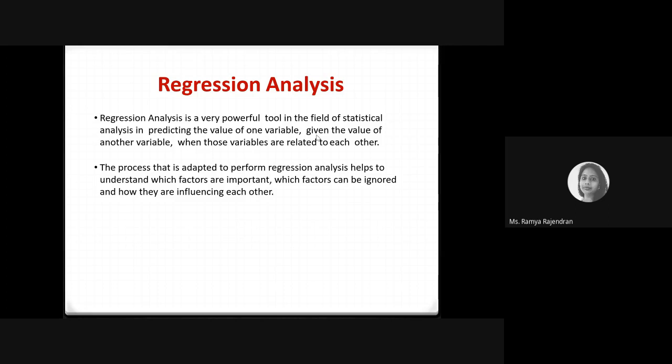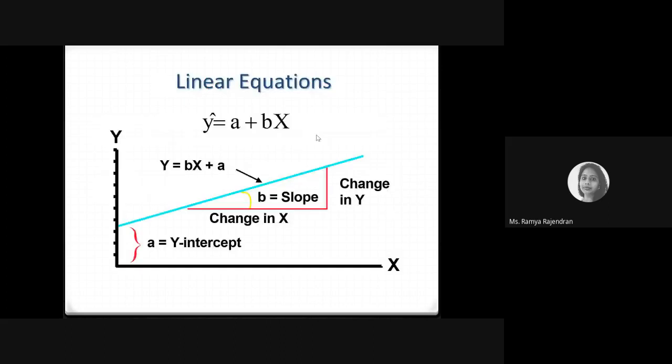In regression analysis we have a dependent variable and an independent variable. The dependent variables are the ones that are influenced by the independent variable. So independent variables influence the dependent variables. When you have x and y, when x is a dependent variable, y becomes your independent variable. We'll look into a very small example so that you'll be able to understand this.